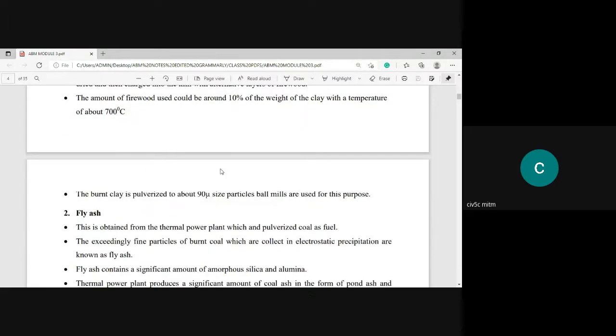Next, after burning, it will be pulverized into a size of 90 micron in a ball mill. A ball mill is a device, an apparatus, that will break down the size. For a suitable number of hours I switch it on, so that I can break down to a specific size, to the micro level, to the nano level. So I can bring down the size.